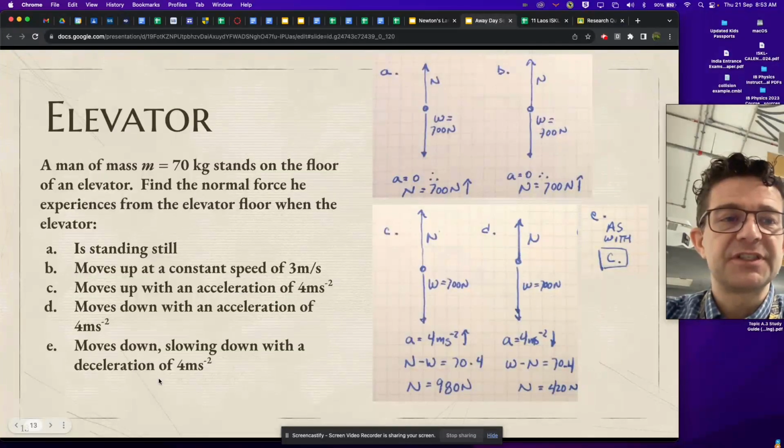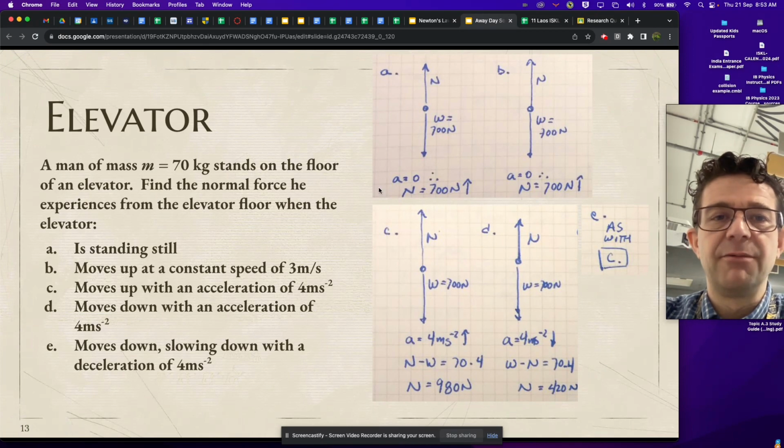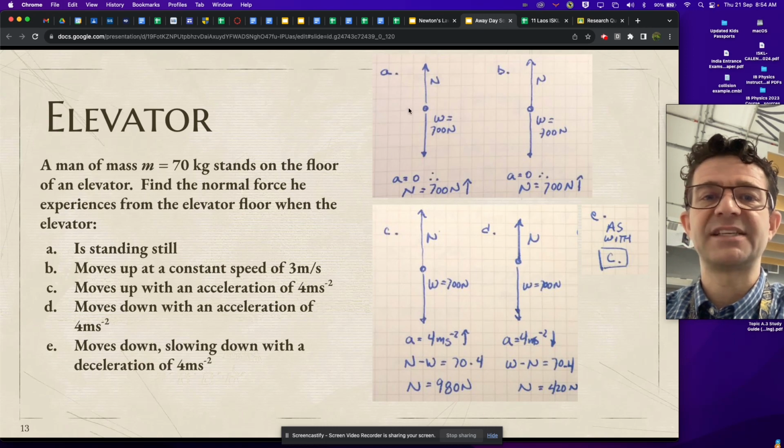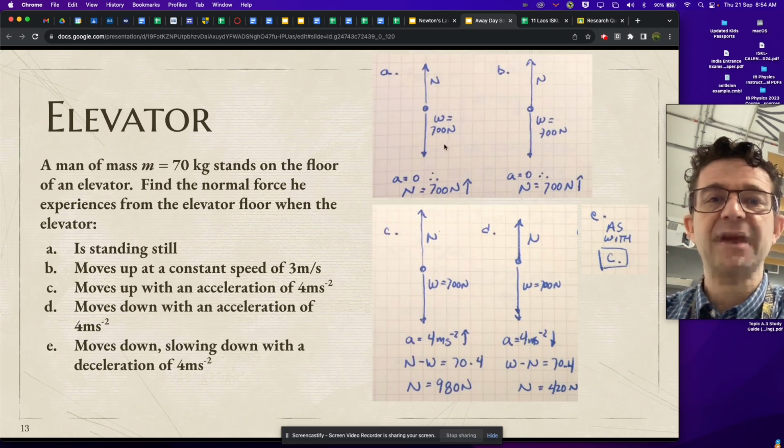Here are our solutions. In situation A, standing still, the free body diagram has the weight down of 700 newtons and a normal force upward. Because the acceleration is zero, this is a Newton's first law problem, a statics problem, and so the normal force has to balance the force of gravity and will be 700 newtons.